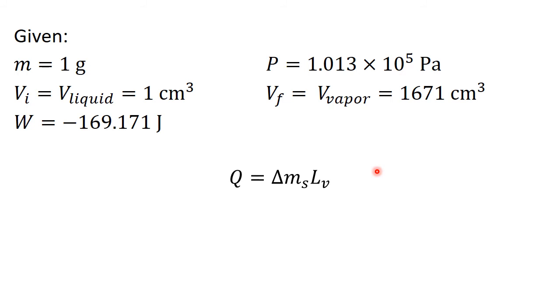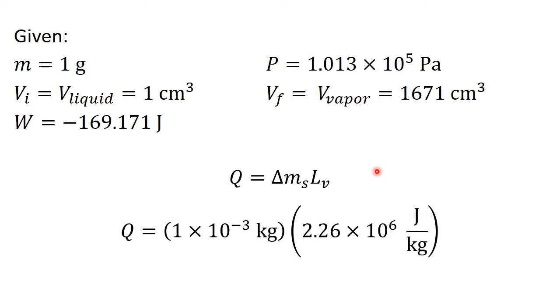Latent heat of vaporization. And since in-assume natin na hindi humalo during the change of state, isolated yung system natin. So, walang change in mass. So, ganun pa rin. Yun pa rin, 1 gram pa rin, or that is equivalent to 1 times 10 raised to negative 3 kilograms. And yung latent heat of vaporization ng water is 2.26 times 10 raised to 6 joule per kilogram.